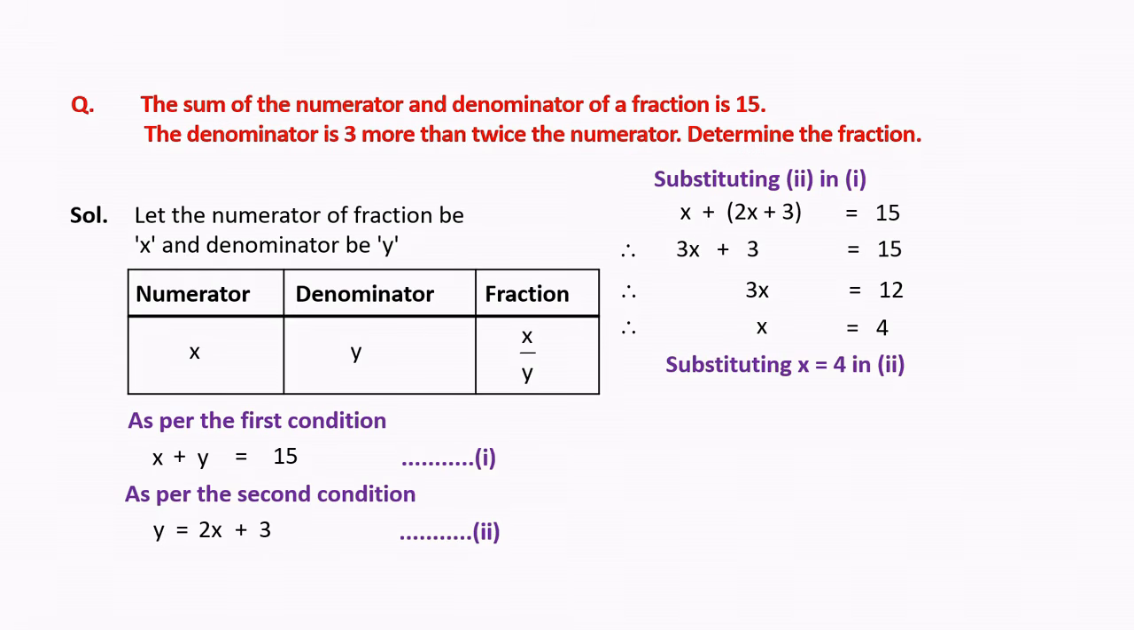Now, substitute x equals 4 in the second equation. y equals 2 into 4 plus 3. y equals 8 plus 3. y equals 11. Therefore, the fraction is x by y, which is 4 by 11. So, the required fraction is 4 by 11.